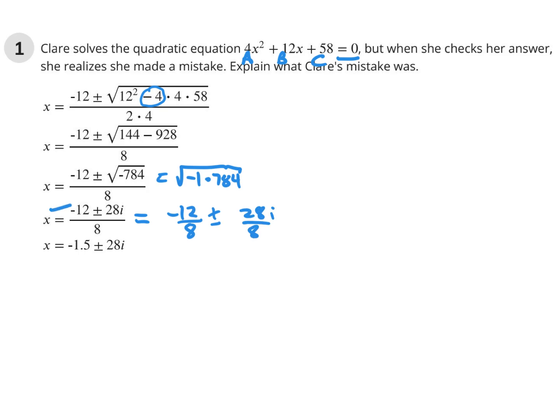Now, this is a valid answer, but when you take standardized tests, you have to simplify your fractions. So 12 and 8 both have a common factor of 4, so this is negative 3 over 2, plus or minus 7 over 2 i. And if you wanted to turn that into decimals, it would be negative 1.5 plus or minus 3.5i.